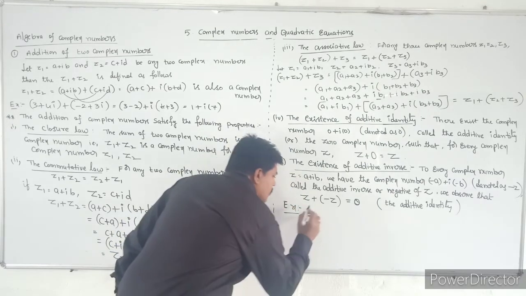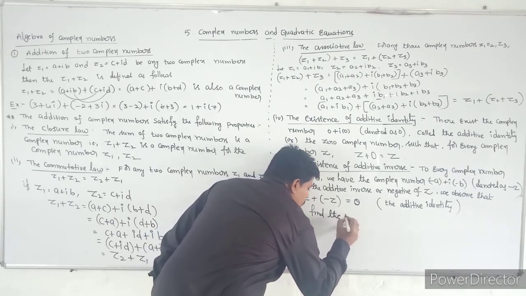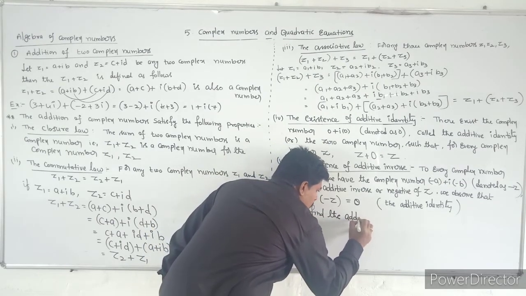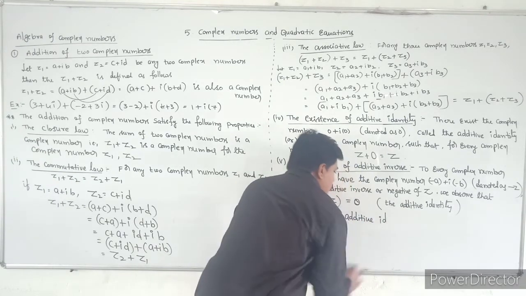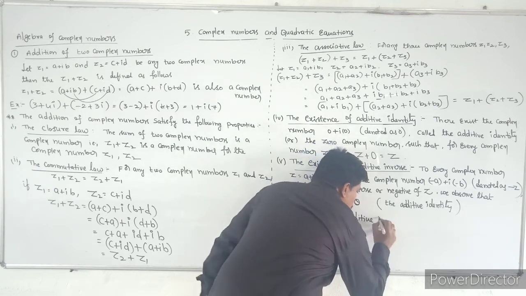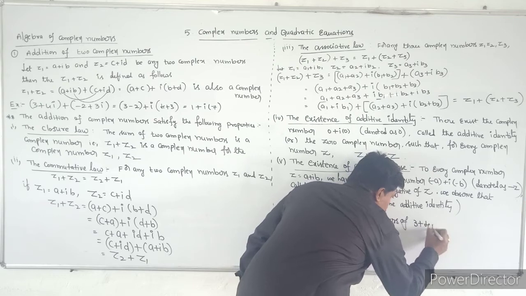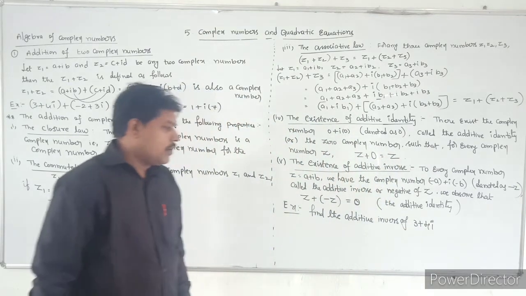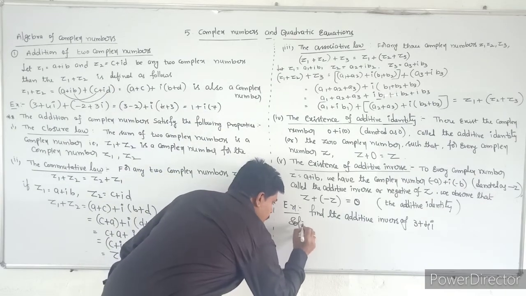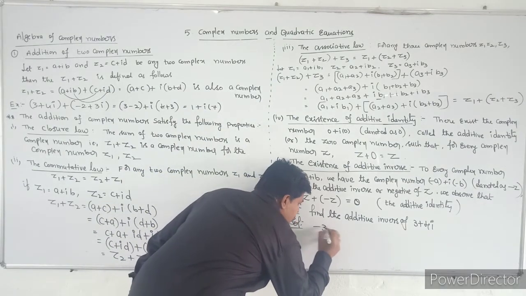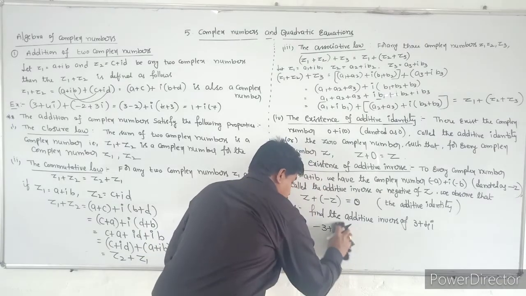Find the additive inverse of 3 plus 4i. I have taken one complex number. What is the additive inverse of 3 plus 4i? So what is the solution here? Minus 3 plus i into minus 4.